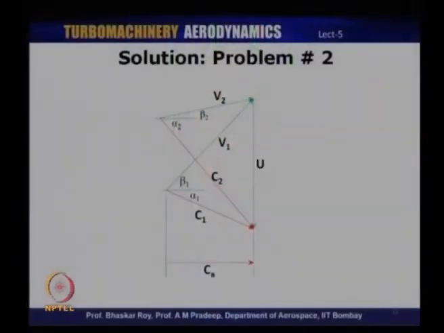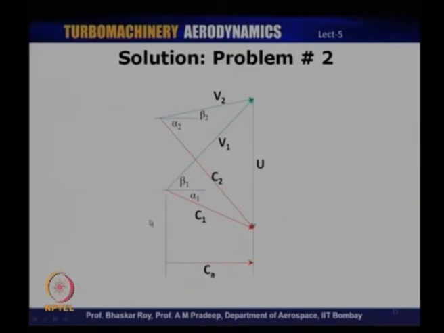So, the velocity triangle for this case, I have combined the inlet and exit velocity triangles. At the inlet we have this velocity triangle which has an absolute velocity of C1, relative velocity of V1, angles of alpha 1 and beta 1. At the exit of the rotor we have velocities C2 and V2 with angles alpha 2 and beta 2. The blade speed is u, axial velocity is given by CA.